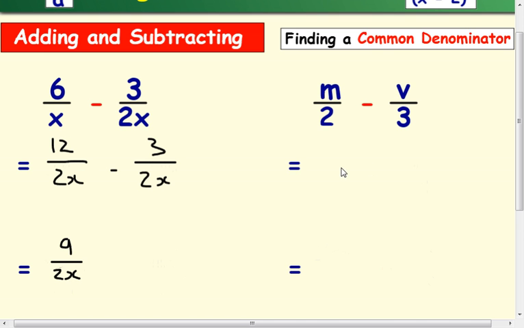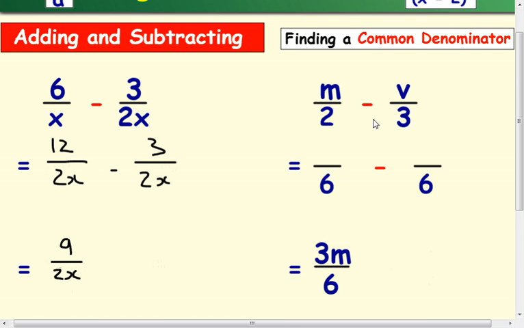Okay, let's move on to the next one. Try and get a common denominator, m over 2 take away v over 3. So do 2 times 3 to get your common denominator. That's going to be 6. How do we get 6? We times the cross by the 3, so do the same to the top. So it's going to be 3m over 6.